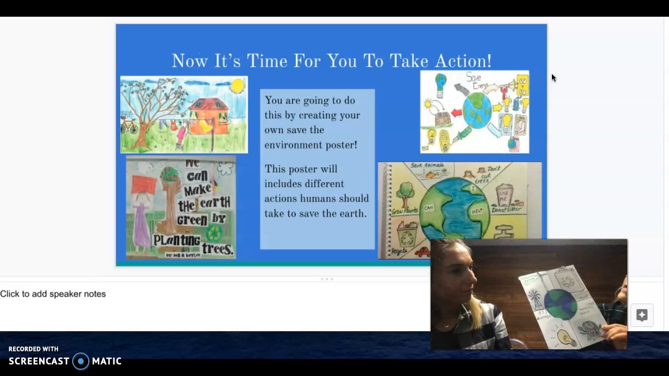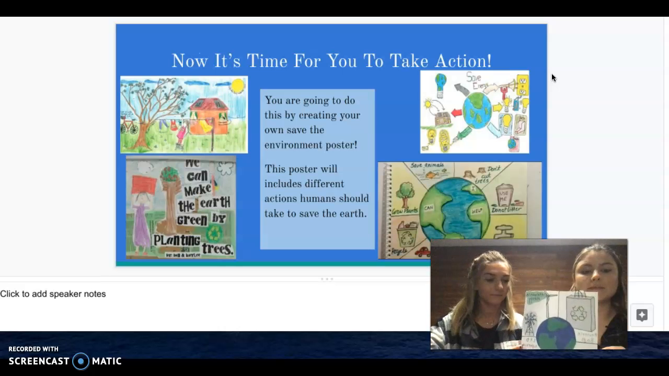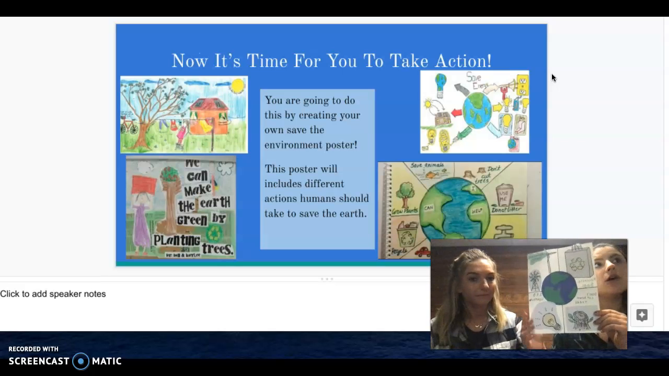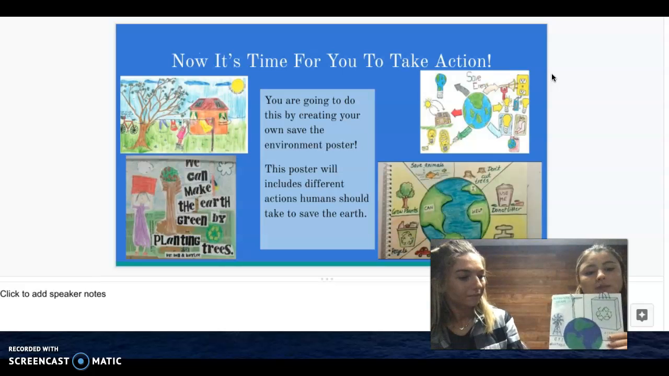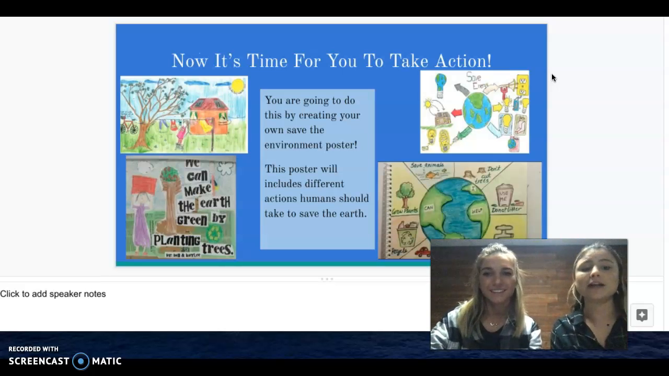So these posters, we're going to try to hang them up in the school or in the community to make our community aware. I know that doesn't feel like you're doing much to save the environment, but even making sure that your community is aware of what they're doing to the environment and how they can help the environment is doing a lot.